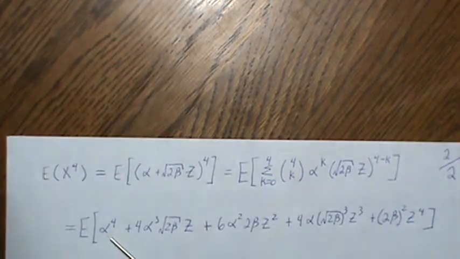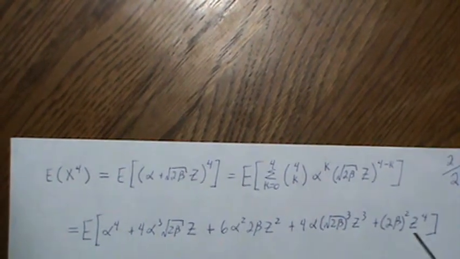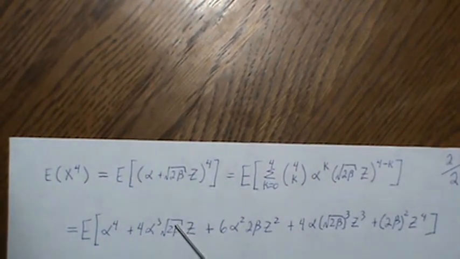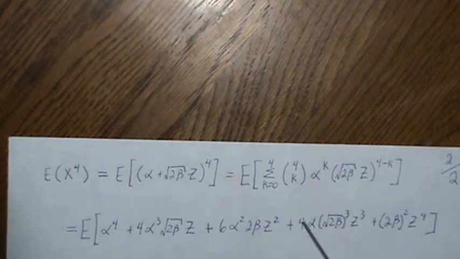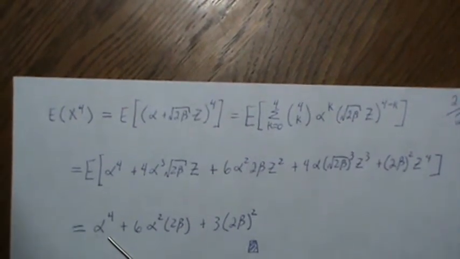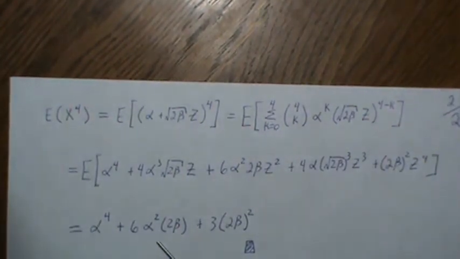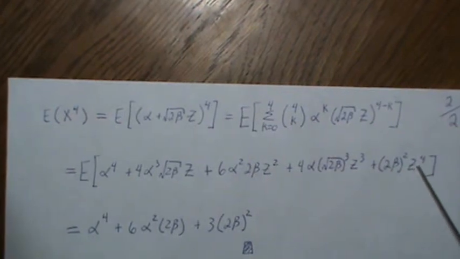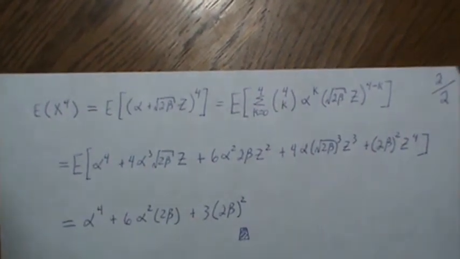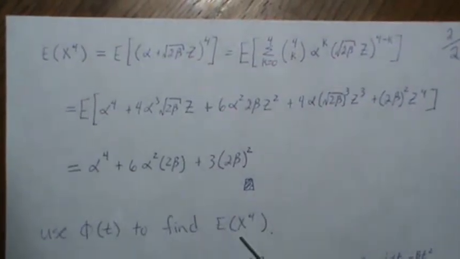So then to expand it, we get this, and then expectation is a linear operator, so we can take it inside. But notice that the expected value of z is 0, so this term will go away, and the expected value of the third moment is 0, so that'll go away. So we have x to the fourth, alpha to the fourth, and then expected value of z squared is 1, so we just have the constants out here. And then this is 3, so we have 3 times this constant, and we're done. That's the fourth moment.